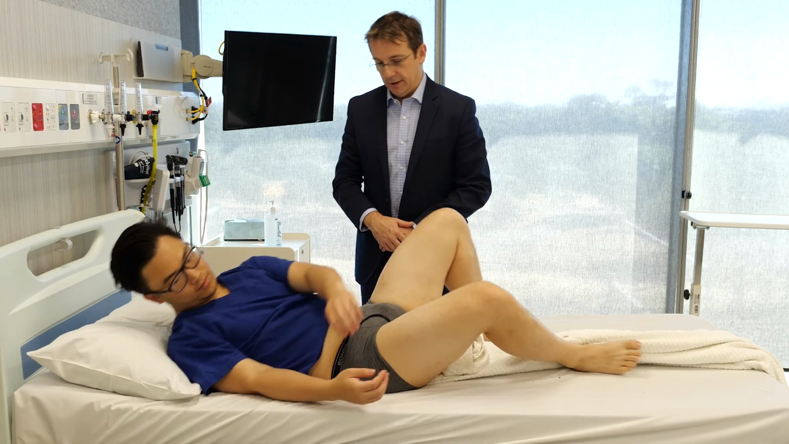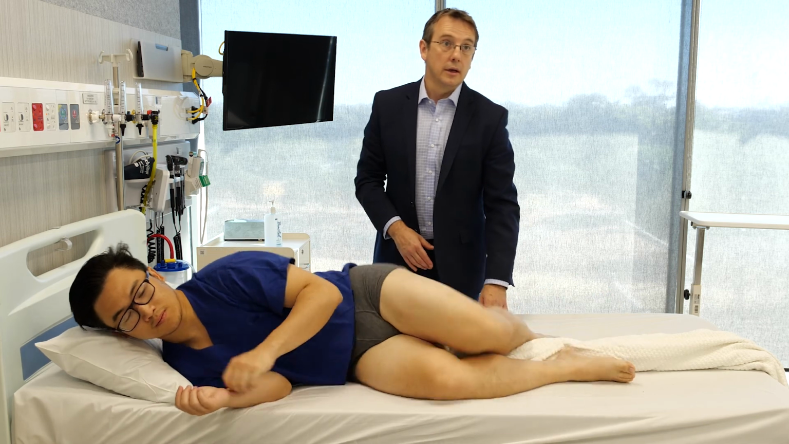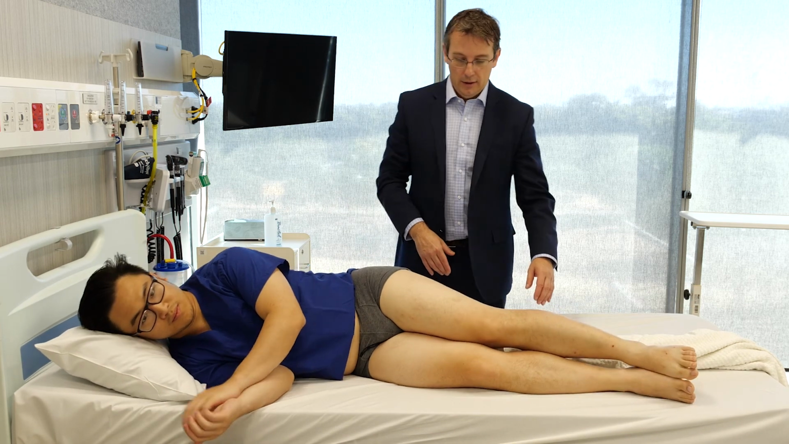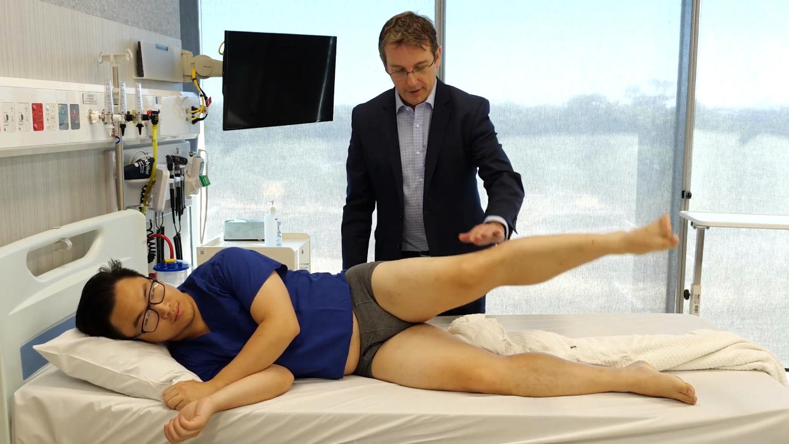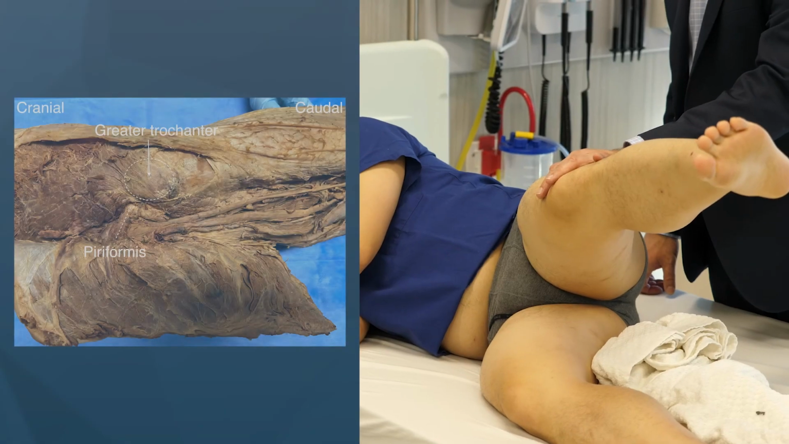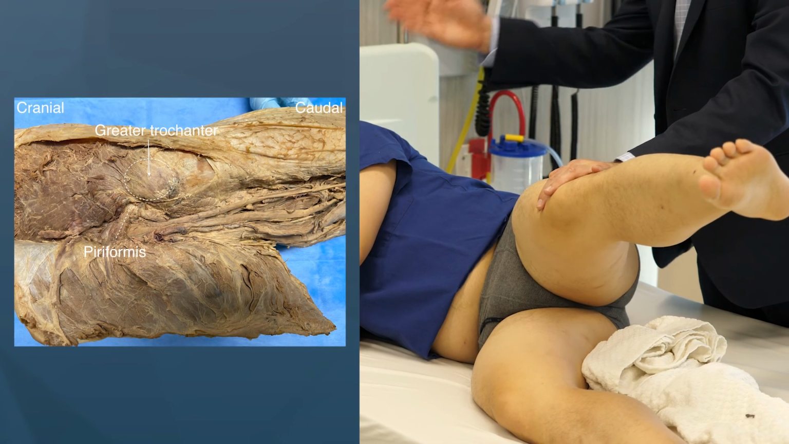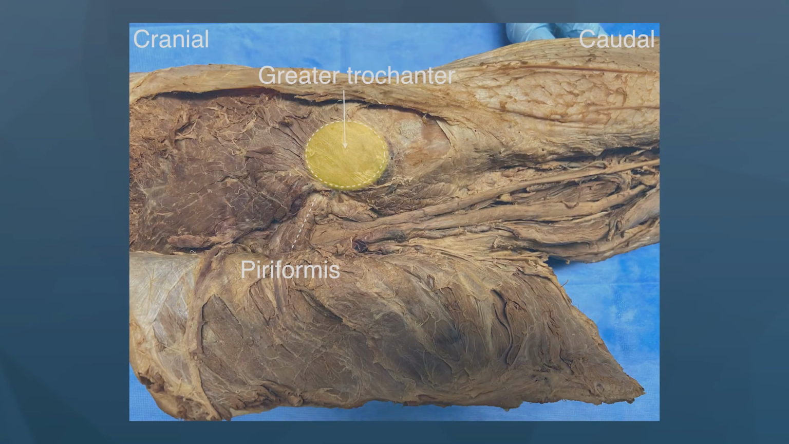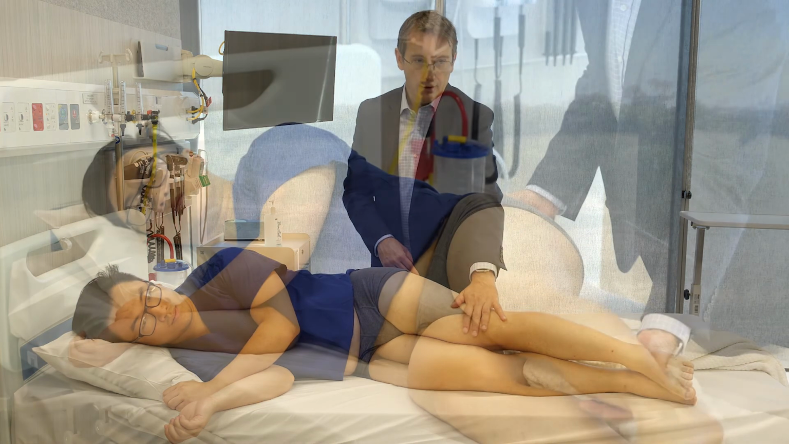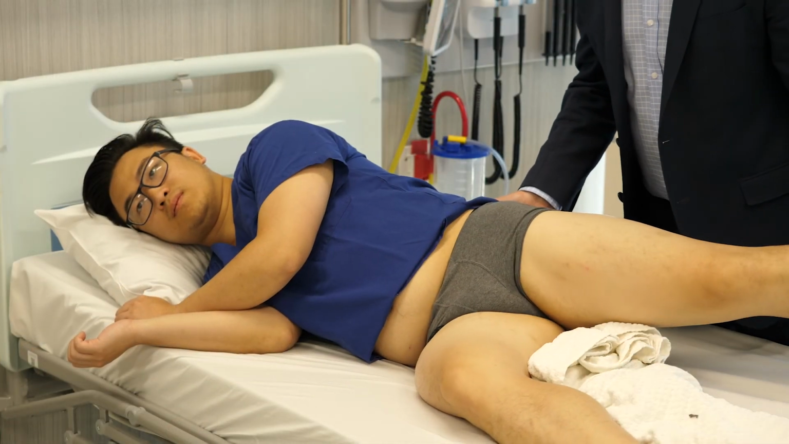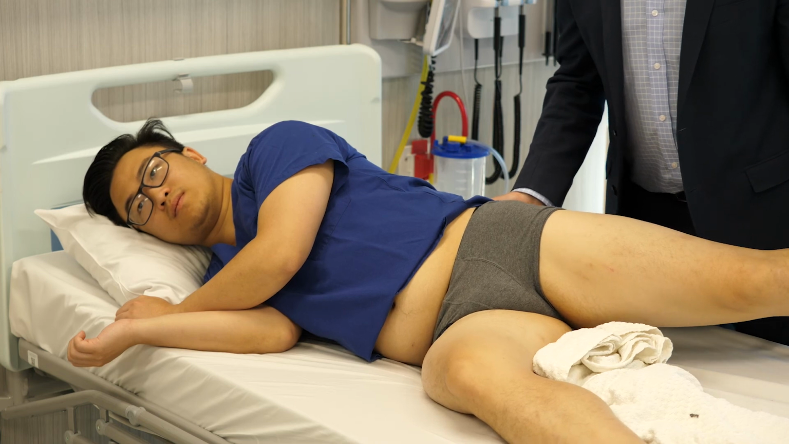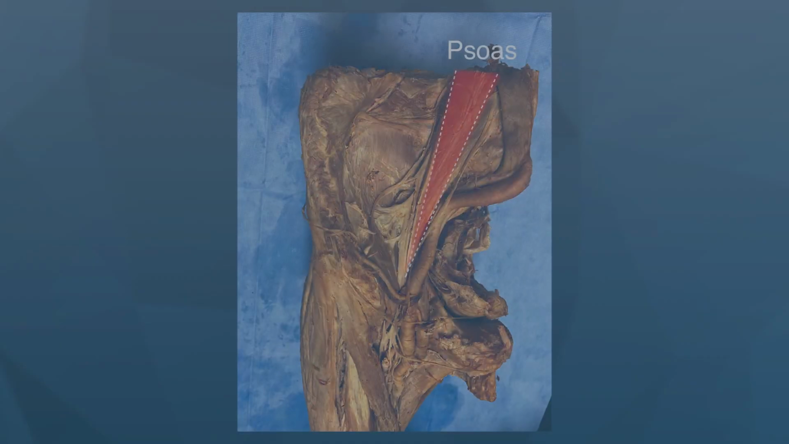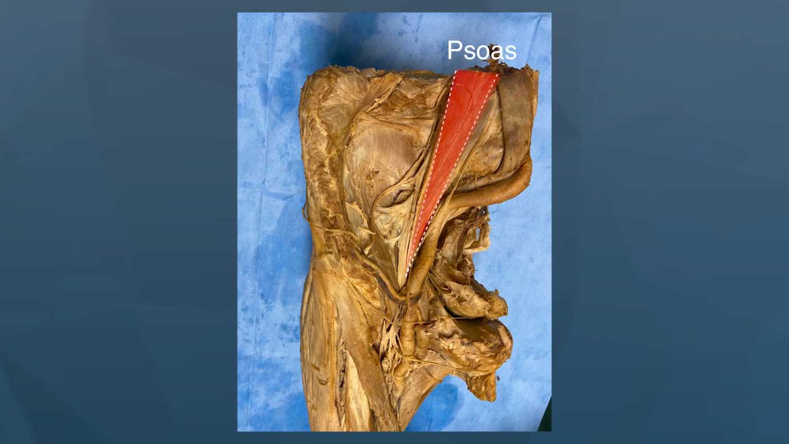Now, in the lateral position, assess resisted abduction by asking the patient to elevate their lower limb while observing for signs of pain. This may indicate trochanteric bursitis. Next, perform the psoas sign. Passively extend the hip. Any pain elicited anteriorly may indicate psoas bursitis or an abscess.